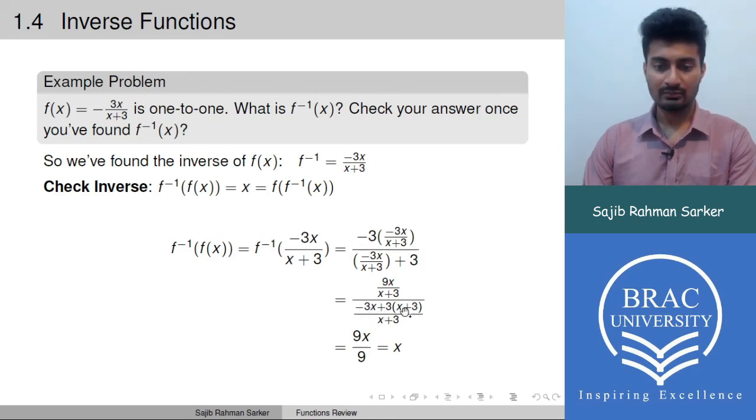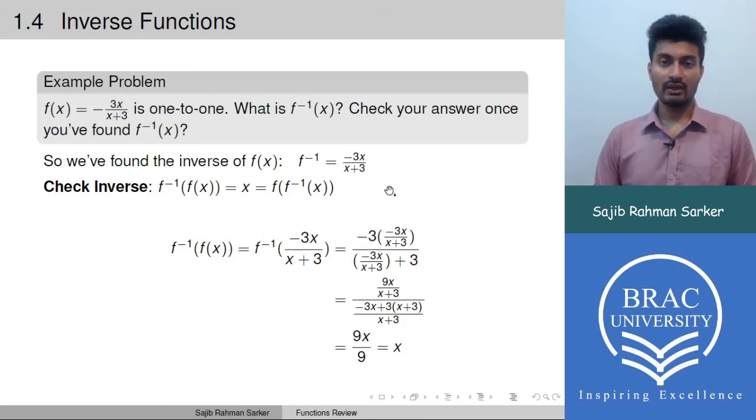So minus 3x and plus 3x cancel each other out, and we're left with 9. The term x plus 3 in the numerator and the term x plus 3 in the denominator cancel each other out. We're left with 9x divided by 9, so 9 and 9 cancel each other out, and we get x. Great, everything checks out. We wanted f inverse of f of x to be equal to x, and we have calculated it and found that f inverse of f of x gives us x, which means the inverse function that we have found is correct.